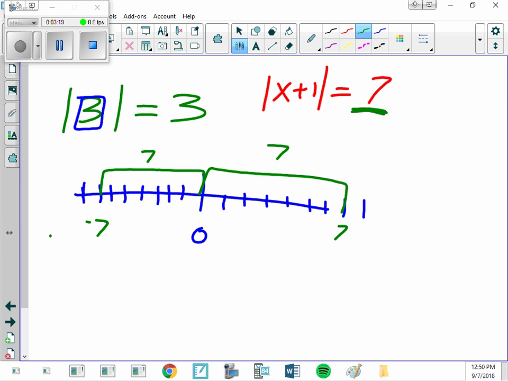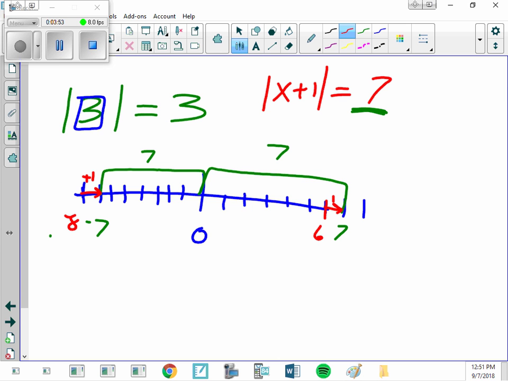So what numbers can I add 1 to and end up at a number that is 7 units away from 0? 6 is the easy one. So right here, 6 plus 1 and -8. Does that make sense? So 6 plus 1 is 7, which is 7 units away from 0. And -8 plus 1 is -7, which is also 7 units away from 0.